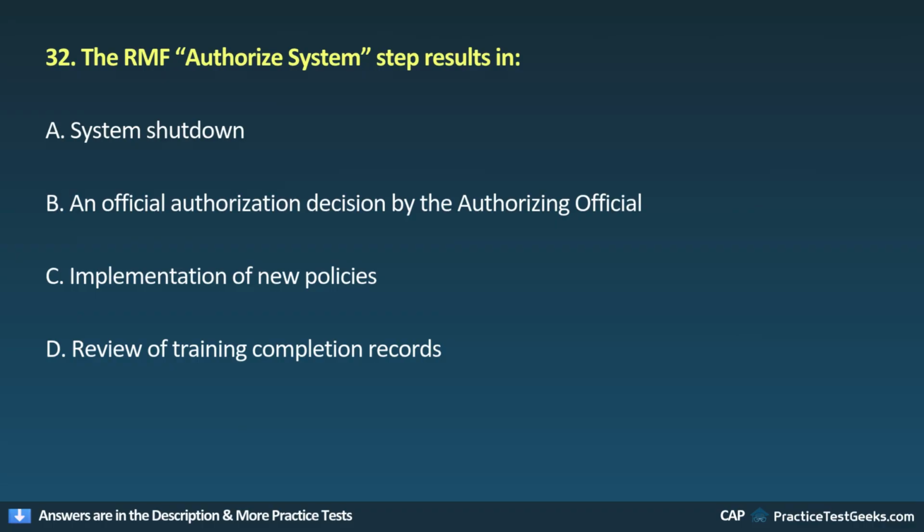32. The RMF authorize system step results in: A. System shutdown. B. An official authorization decision by the authorizing official. C. Implementation of new policies. D. Review of training completion records.